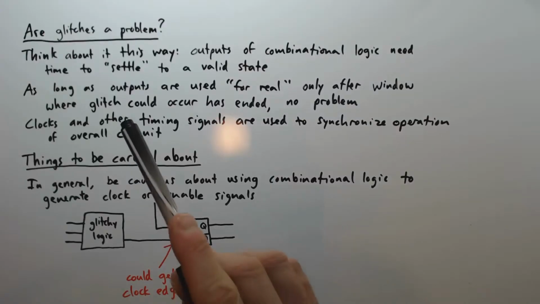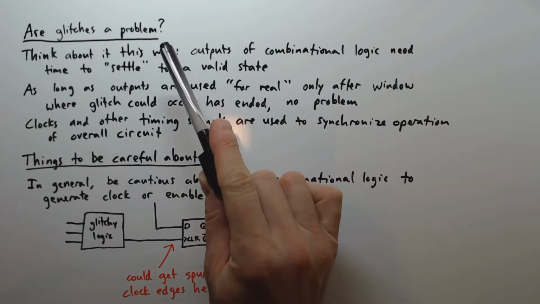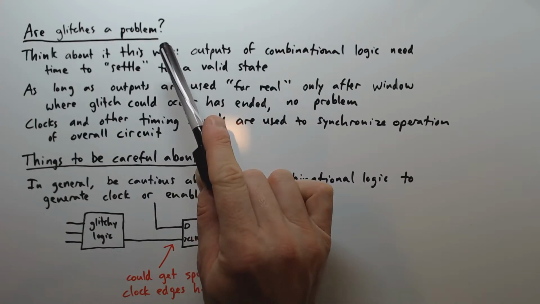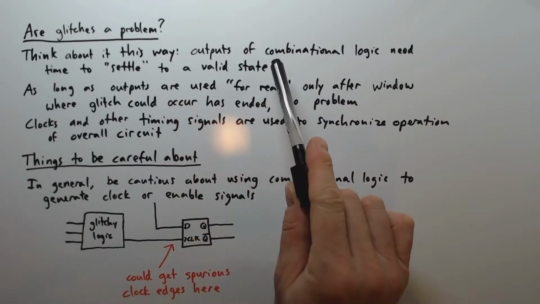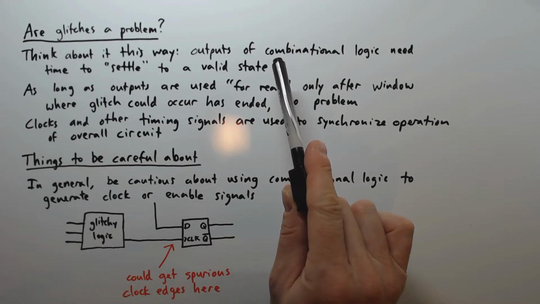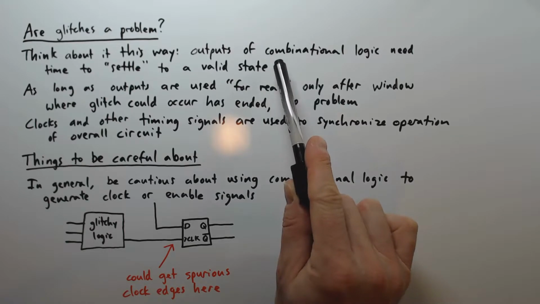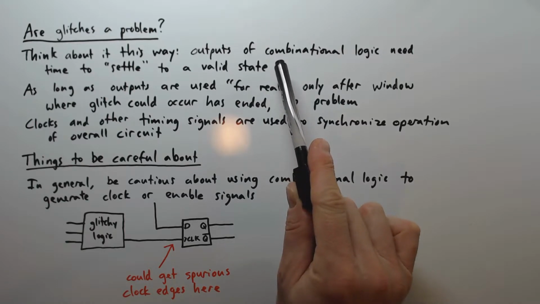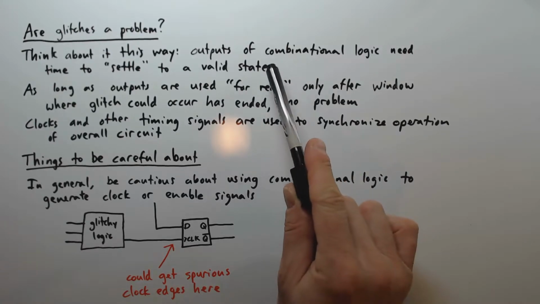All right, so now that we've talked about glitches and what they are and why they happen, let's consider the question, are glitches actually a problem? And I think the way to think about this is that, in general, combinational logic in your circuit may need some time to settle to a valid state after you apply inputs to it.